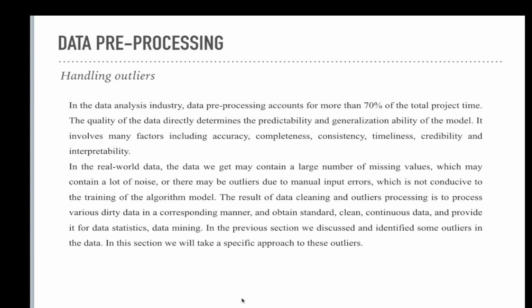In real-world data, the data we get may contain a large number of missing values, a lot of noise, or there may be outliers due to manual input errors, which is not conducive to the training of the algorithm model. The result of the data cleaning and outlier processing is to process various data in a corresponding manner, and obtain standard, clean, continuous data and provide it for data analysis and data mining. In the previous section, we discussed and identified some outliers in the data. In this section, we will take a specific approach to these outliers.